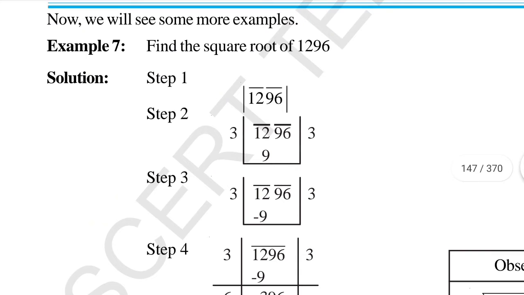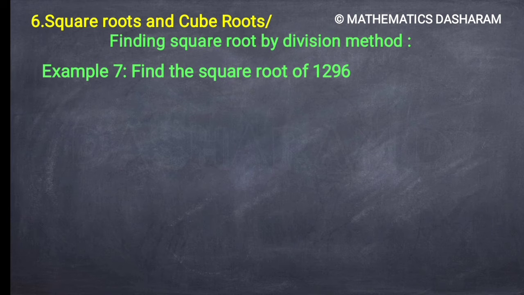Example 7. Find the square root of 1296. So the given number is 1296. Step 1 is, let's make pairs starting from the unit place. The unit place is 6, so the first pair is 96. Put the bar symbol over it. The next pair is 12. So there are a total of 2 pairs.